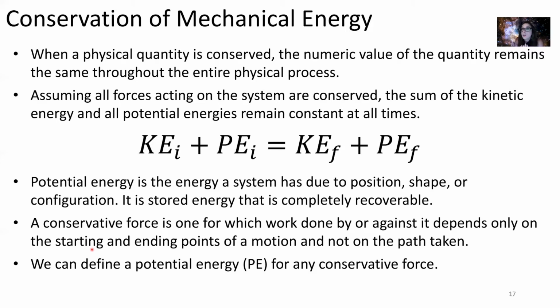So imagine you're on a roller coaster. You start over here at point A, and you do a bunch of loop-de-loops, you go upside down, you make a bunch of curves, and then you end over here at point B. It doesn't matter the path that I took if my energy was conserved. All that matters is where did I start and where did I end? And we can define a potential energy for any conservative force.